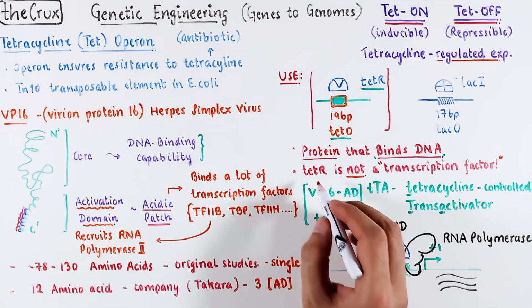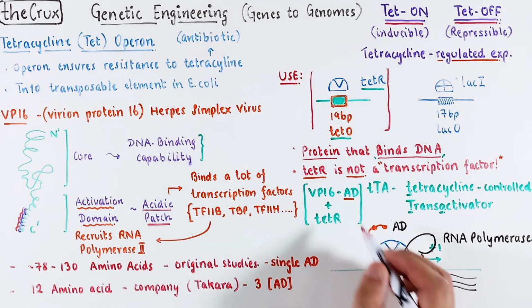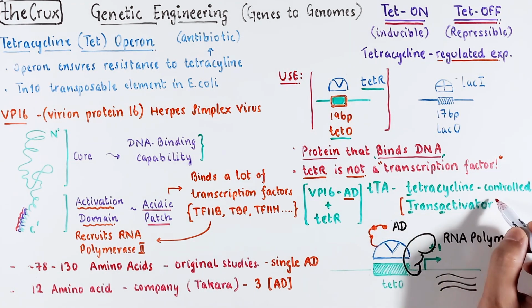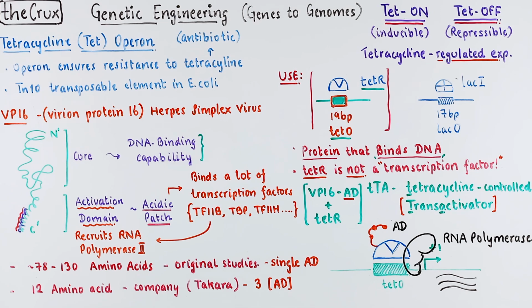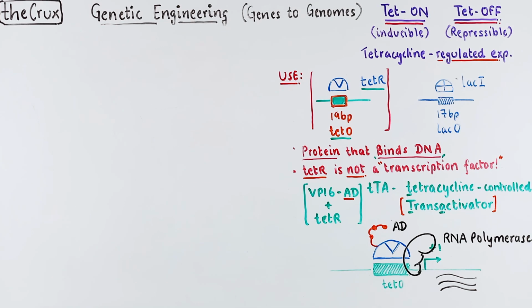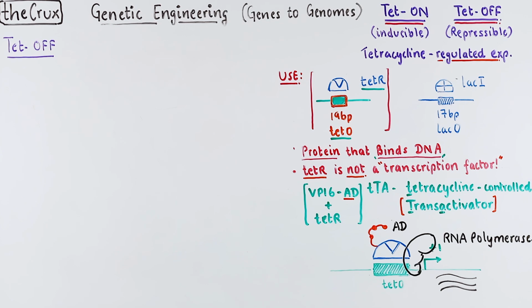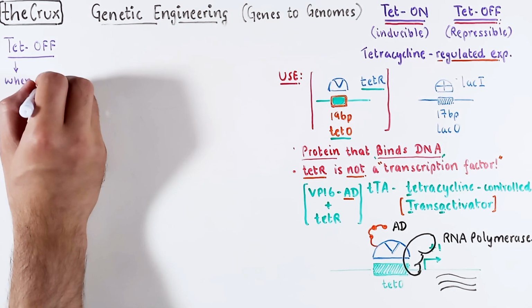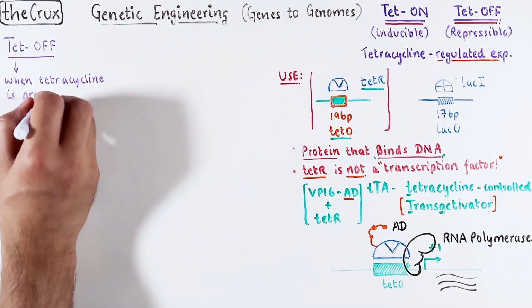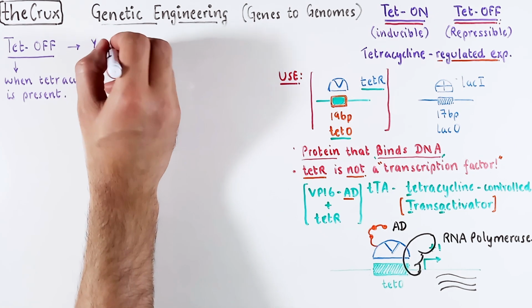So we have taken tetR, added an activation domain to it, and converted the DNA binding protein into a functional transcription factor. Great. Now let's start our discussion on the Tet-OFF system. A simple way to deconstruct this is to read it as when tetracycline is present, your protein is off.